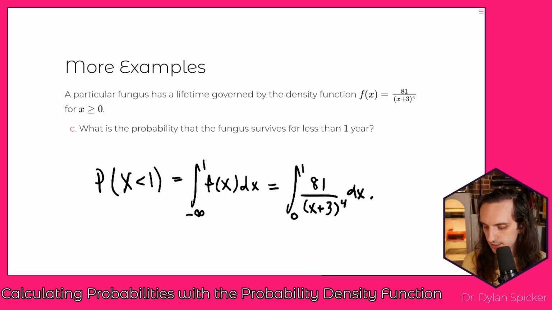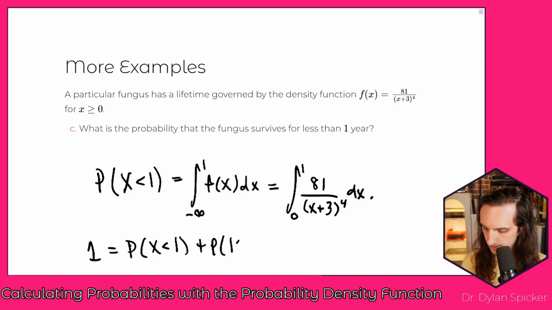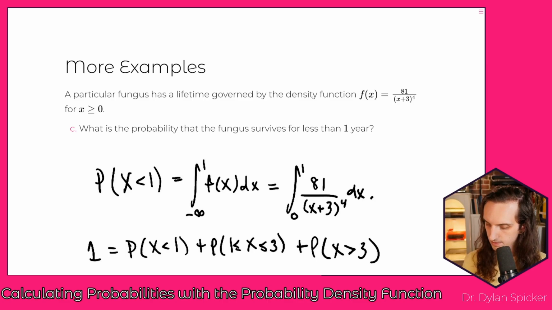The other thing we can note is that 1 has to be equal to the probability that x is less than 1, plus the probability that 1 is less than or equal to x, which is less than or equal to 3, plus the probability that x is greater than 3. The reason is that x is either less than 1, between 1 and 3, or greater than 3. Those are the only 3 possibilities for x. So if we add them up, we have to get 100% probability.